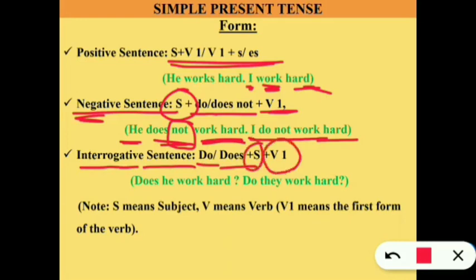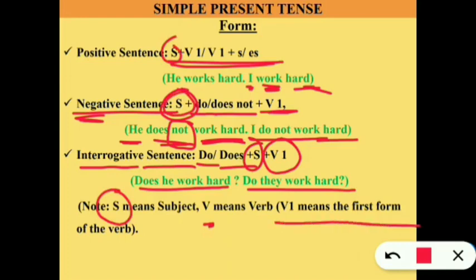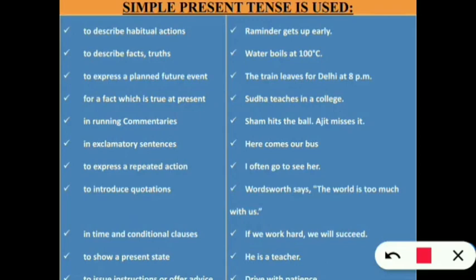Okay, let's see the example. Does he work hard or do they work hard? Okay, I hope it's clear. See the note. S out here means subject, V means verb, and V1 verb 1. Okay, let's see its uses and example.